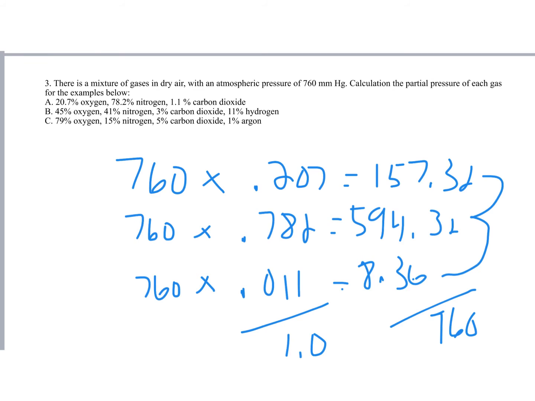You take that percentage of 760. So on letter B, you take 45% of 760. That gives you the partial pressure of oxygen. And then you take 41% of 760, and that gives you the partial pressure of nitrogen, and so on and so forth.